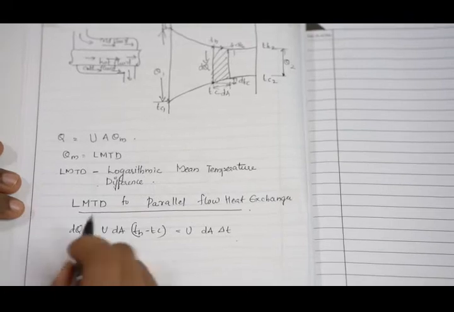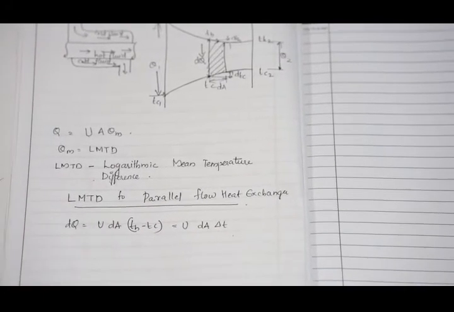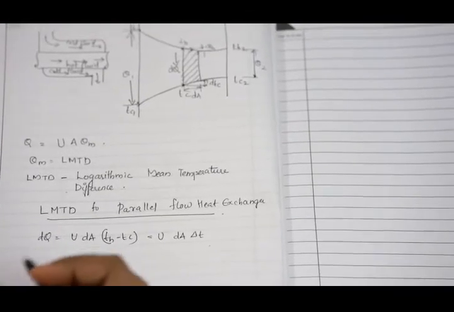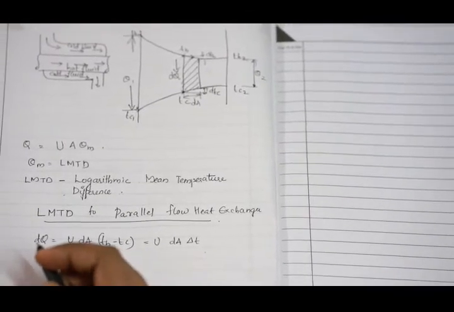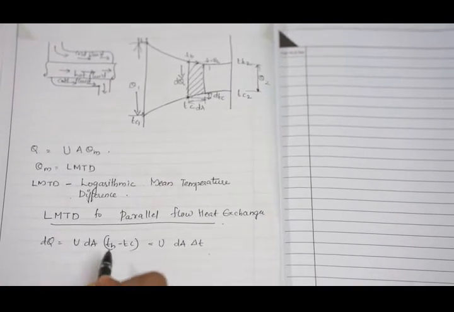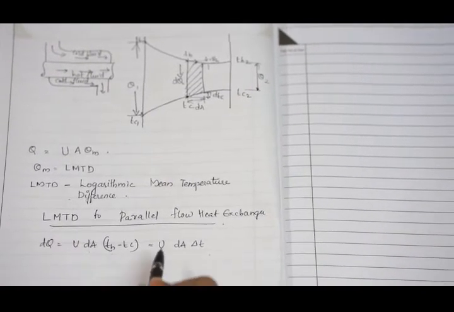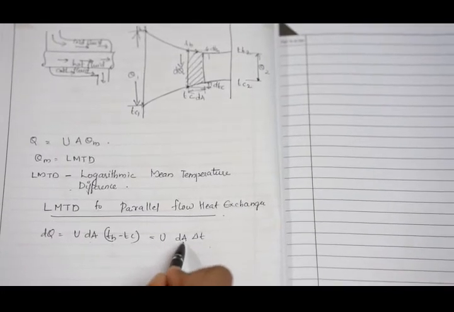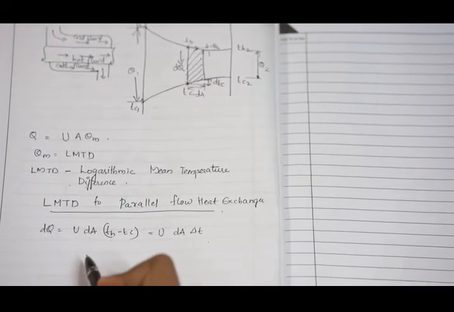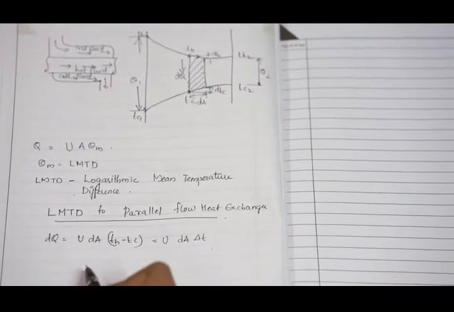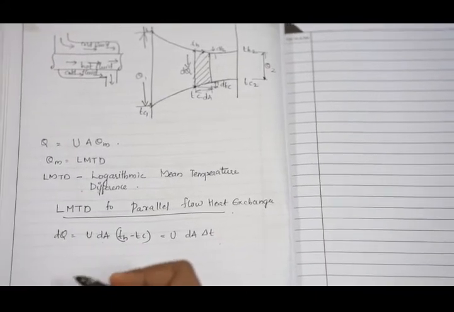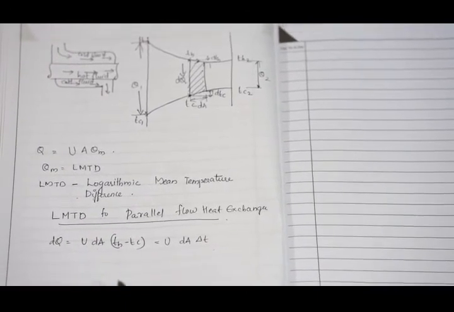Let us consider an elementary area dA of the heat exchanger. The rate of flow of heat through this elementary area is given by dq is equal to U dA into (Th minus Tc), which is equal to U dA delta T. As a result of heat transfer dq through the area dA, the hot fluid is cooled by dTh, whereas the cold fluid is heated up by dTc.